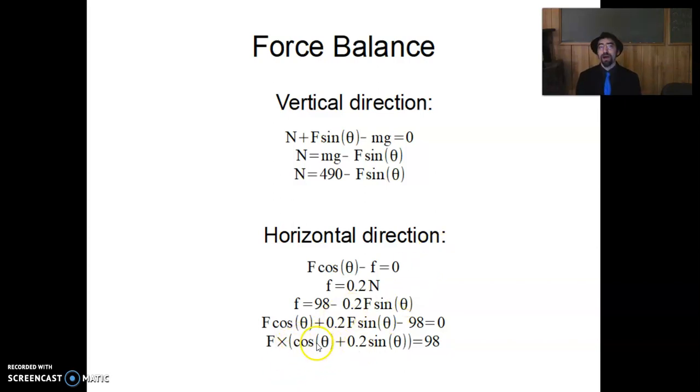So I'm trying to maximize cosine theta plus 0.2 sine theta. There are a number of ways of doing this. If you have a background in calculus, you can just take the derivative of cosine theta plus 0.2 sine theta with respect to theta, and get that the answer is going to involve inverse tangent of 0.2. You can get that in about 10 seconds.